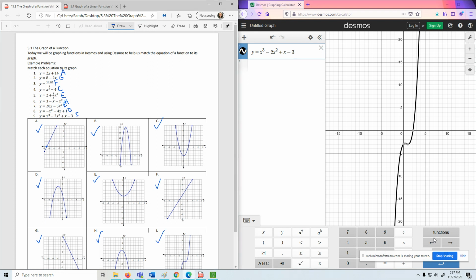So the goal for your homework today is to just look at the graphs and type them in Desmos to help you figure out which equation matches which graph picture.